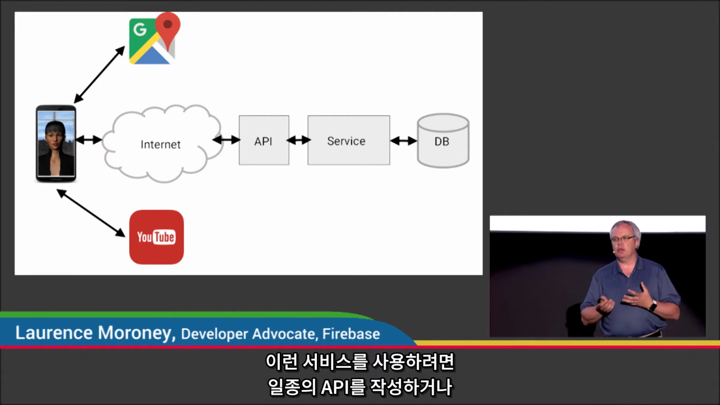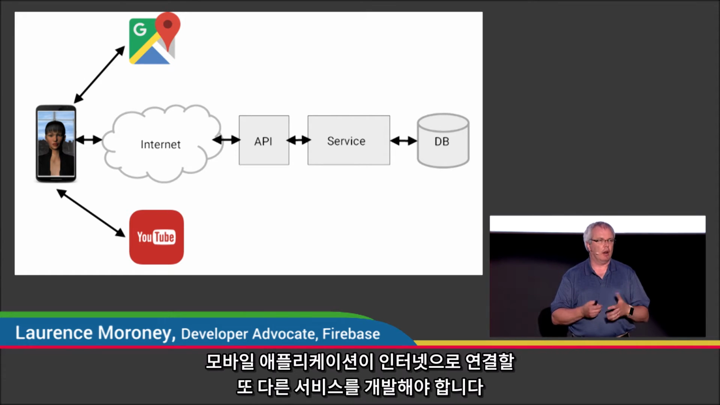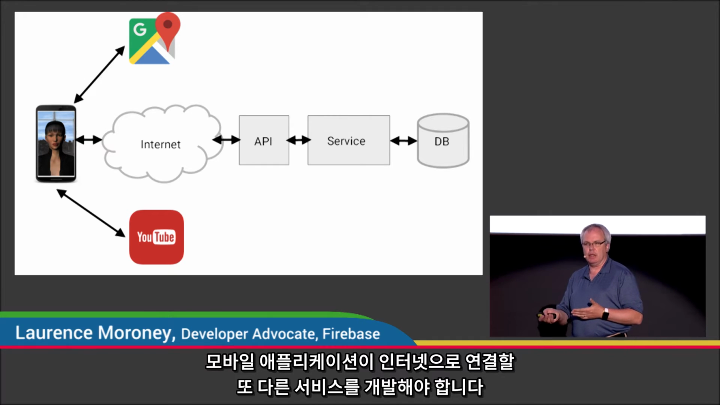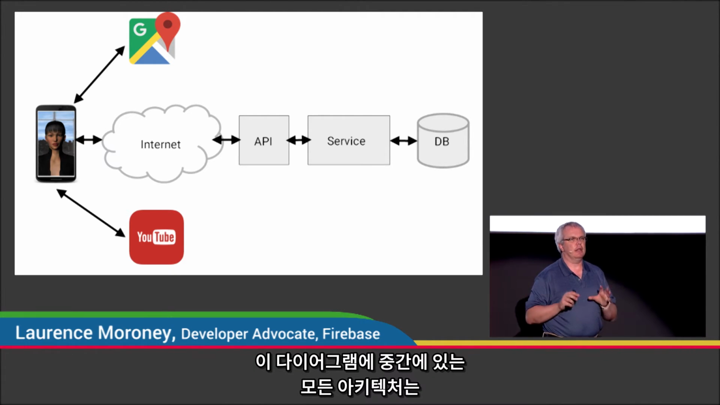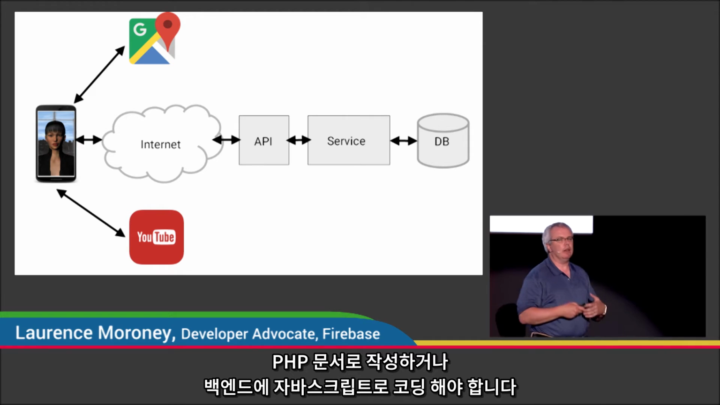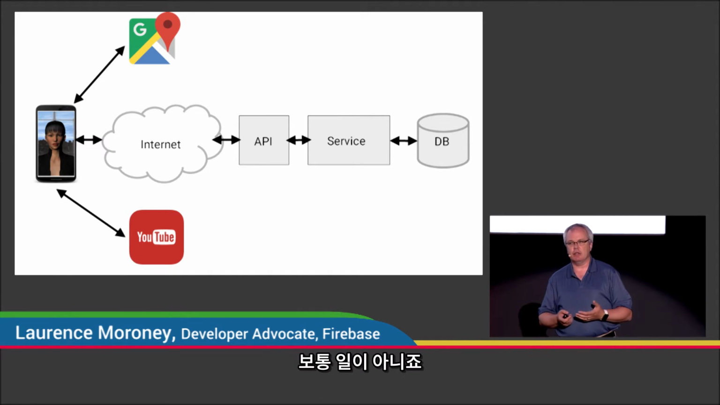And then in order to use that service, you'd usually need to write some kind of an API or a service tier that your mobile application would talk to through the internet. So all of this architecture, this whole middle band that you can see in the diagram here, is something that you typically have to write yourself, build it in PHP or Java on the back end or something like that. And it's a lot of work that you'd have to do.